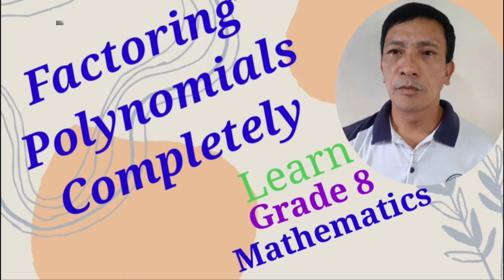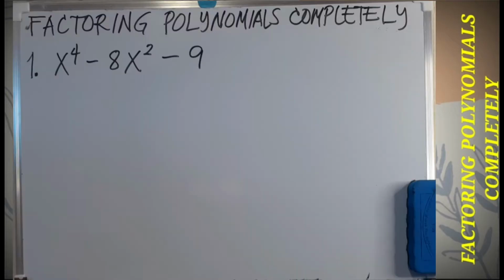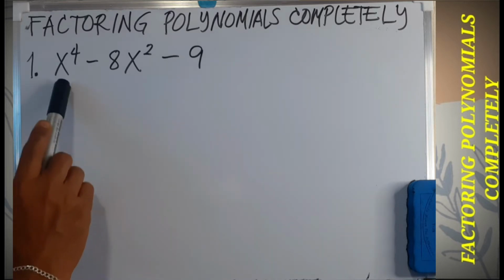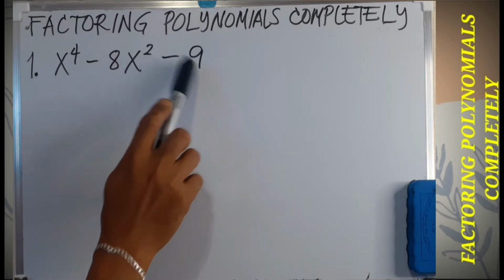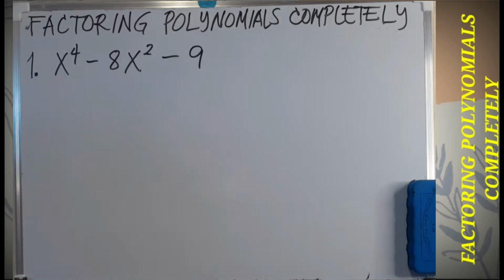For this video, we will discuss factoring polynomials completely. If we say completely, we will apply all the factoring methods we learned from our past lessons. First problem is x to the fourth minus 8x squared minus 9. If we notice, x to the fourth is a squared number, 9 is also a squared number.